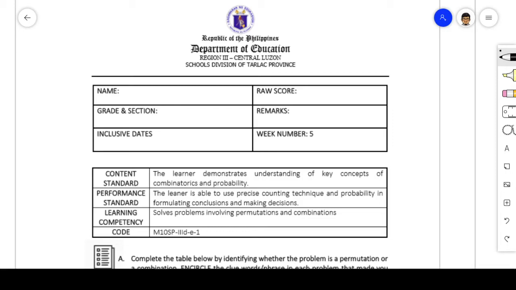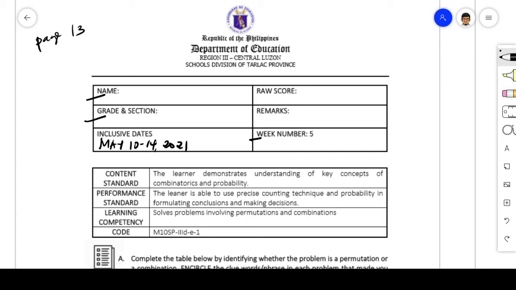So let's discuss this week's activity. By the way, we are now in week 5. And this is instructional support page 13, which can be found on your printed material. And do not forget that you have to write down your complete answer in a separate sheet of paper. Okay? In a separate sheet of paper, do not forget to write down your name, your grade, and section. And as for the inclusive dates, this is for May 10 to 14 activities.